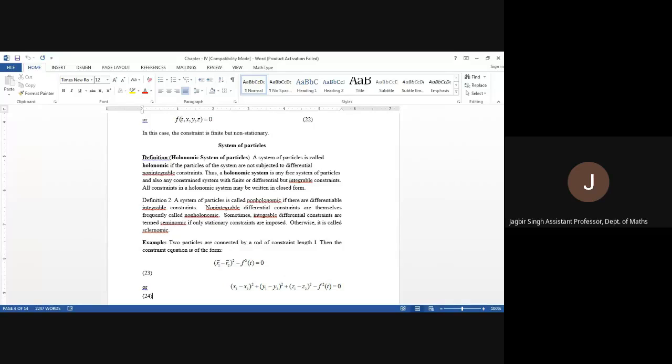I am repeating it again. The holonomic system, according to the definition, should be a system which is not subjected to differential non-integrable constraints. Such constraints should not be imposed, which are differential and non-integrable. Differential means there are restrictions on velocity. Non-integrable means that restriction cannot be relaxed.